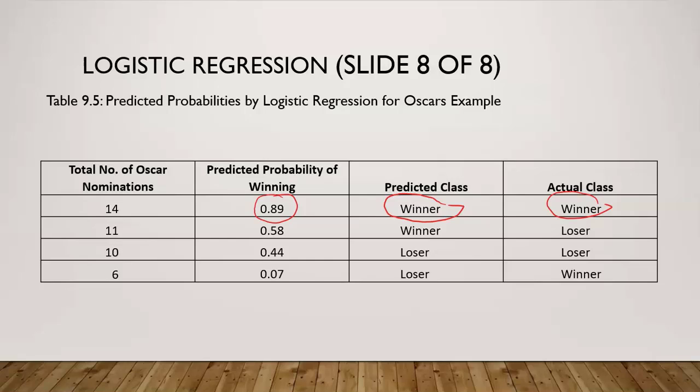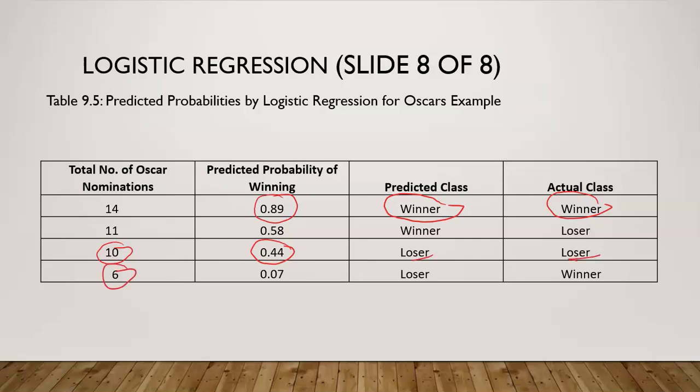But then a model will also be wrong sometimes. For example, here, the third observation, this movie had 10 nominations. Based on the 10 nominations, the winning probability is 0.44. And because this is less than 0.5, this movie is classified as a loser, and it was a loser.